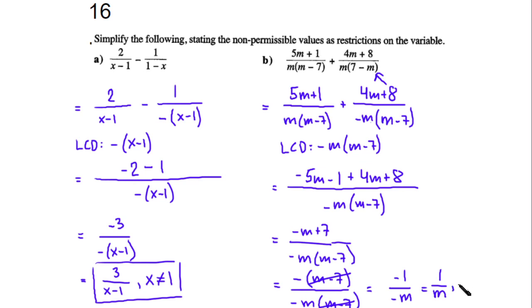And here the non-permissible value is going to be 0, so m cannot be 0. And if we go back, we'll see that over here, for example, here or here, there's another non-permissible value of m equaling 7. So m cannot equal 7 either, because if it does, we can end up with a 0 in the denominator here, or even up here. Okay, so that's our simplified expression with the restrictions stated.